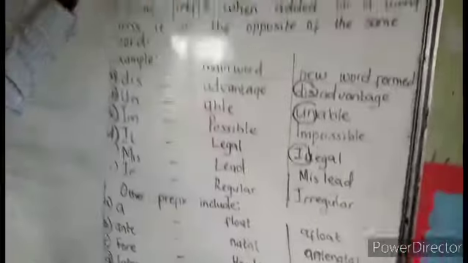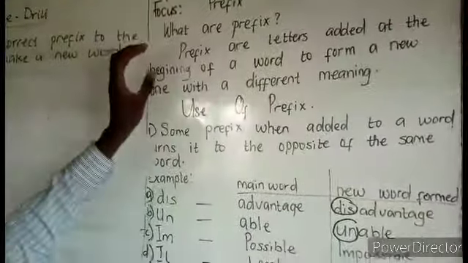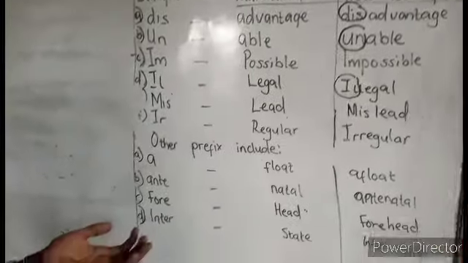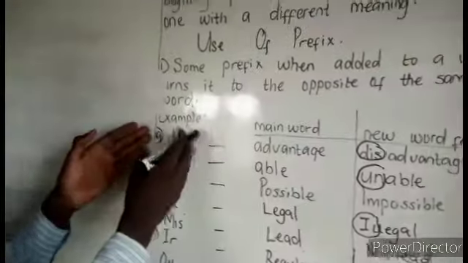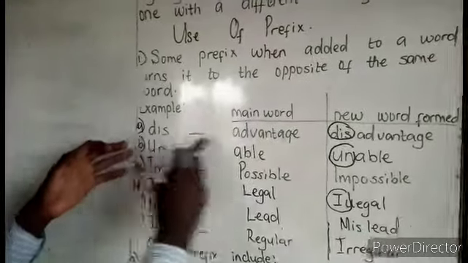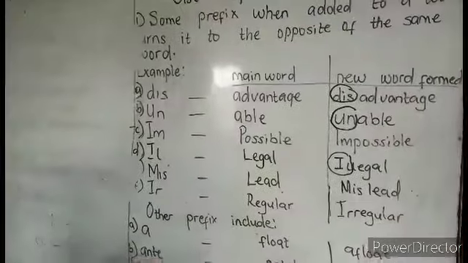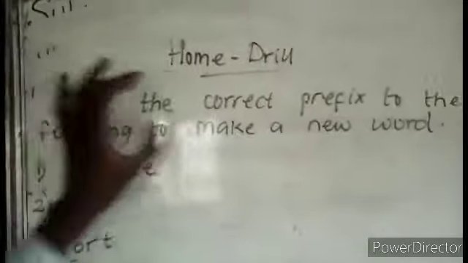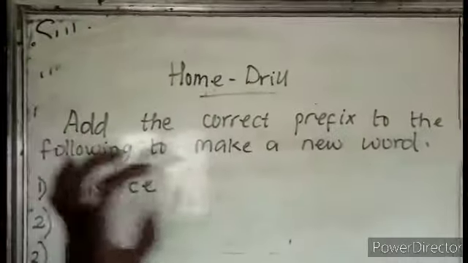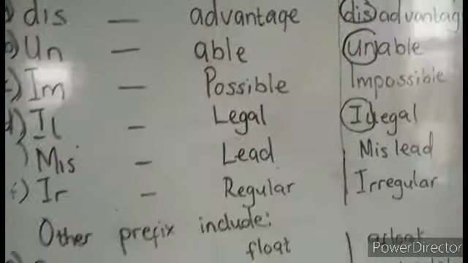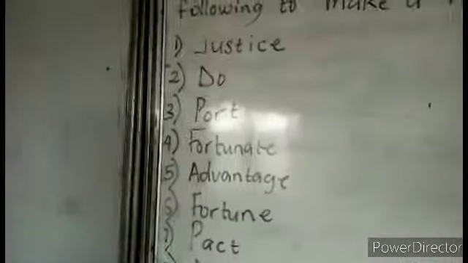So, in summary, prefixes are letters added at the beginning of a word. And the examples I gave here are more than this. There are more words starting with these, but these are just examples. So for your take-home work, what you are going to be doing for me is to add the correct prefix to the following words to make a new word. From the prefixes I've given to you, just pick out the suitable one for each word.